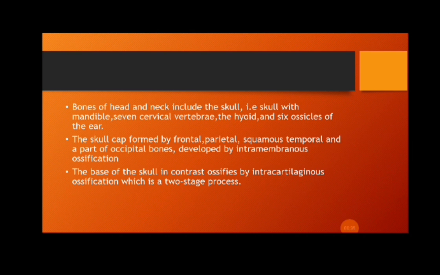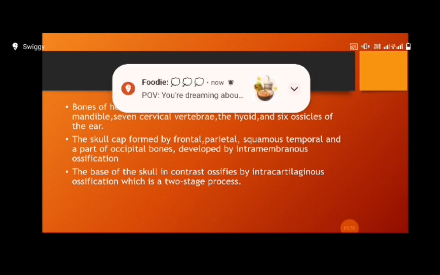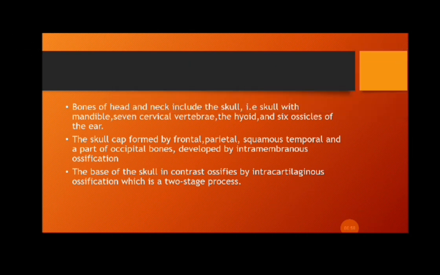6 ear ossicles of the ear. So, ear ossicles are not visible outside because they are inside the ear. So, they are malleus, incus, and stapes. So these are ear ossicles. They are also included in the bones of head and neck, but most of the authors don't write them. So in BD Chaurasia it is mentioned in bones of head and neck.